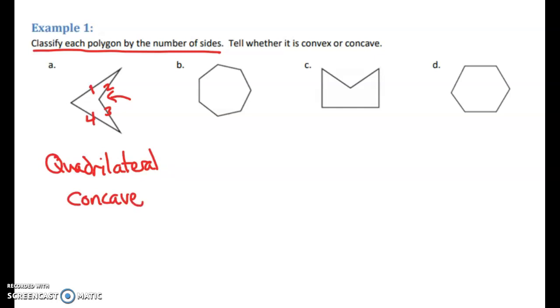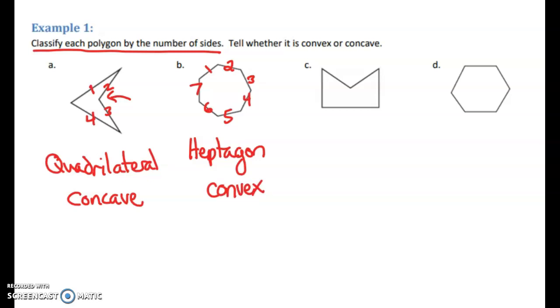All right, so on B, I like to number them so I don't overcount them. So 1, 2, 3, 4, 5, 6, 7. So it's a 7-sided figure. You can look back at your chart. That's a heptagon, and it does not cave in, so it's convex.